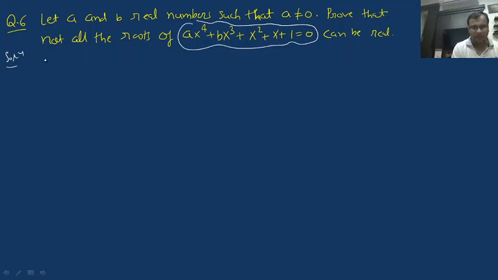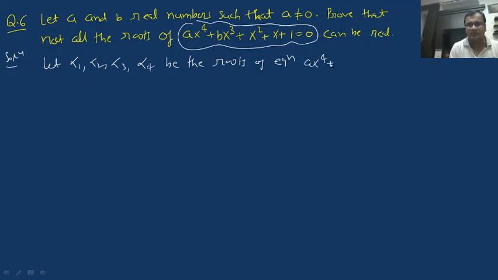So we suppose let alpha 1, alpha 2, alpha 3, alpha 4 be the roots of the equation ax to the power 4 plus bx cube plus x square plus x plus 1 equals 0. Suppose that this equation has 4 roots, alpha 1, alpha 2, alpha 3, alpha 4. By observing this equation, because the constant term is non-zero, none of alpha i is 0. The reason is very clear because the constant term is non-zero here.